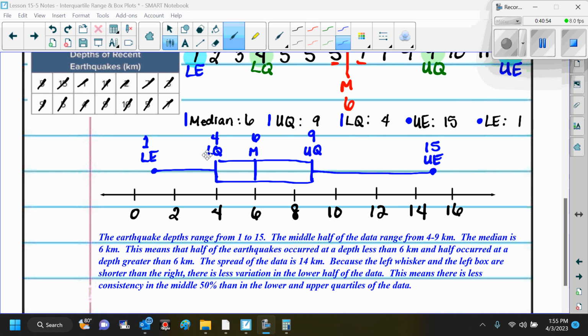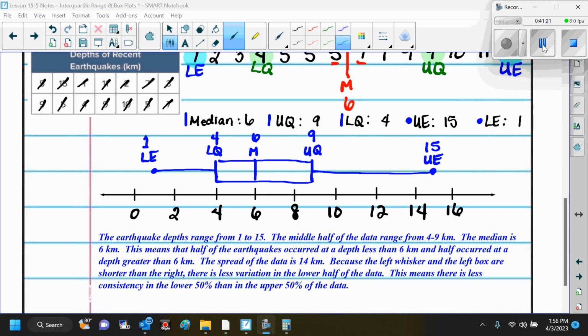So this means there's less consistency in the lower 50% than in the upper 50% of the data. I'm sorry, I had to make an adjustment. I edited what I wrote here. I forgot to fix it. So that means that there's less consistency in the lower 50% than there is in the upper 50% of the data.